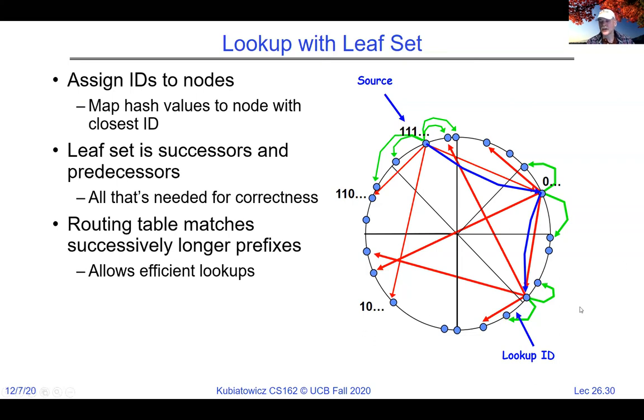Okay, and so this leaf set not only serves to help us with our replication, but it also serves as part of the last couple of hops. We can use the leaf set to basically find who's supposed to have our data. All right.